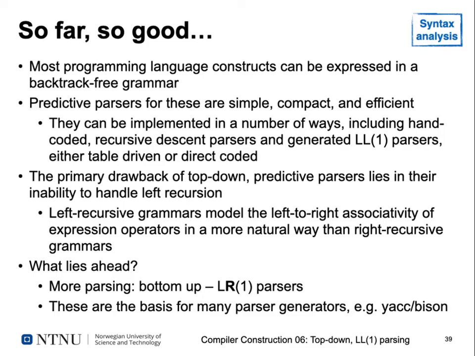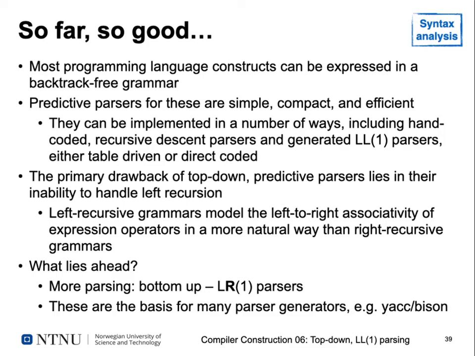The primary drawback of such a top-down predictive parser is that they cannot handle left recursions. So left recursive grammars, as we've seen, model the left-to-right associativity of expression operators more naturally than a right recursive grammar would do. So if we have an arithmetic expression 2 plus 3 plus 4 or whatever, then the associativity would be easier to parse if we would just use a left recursive grammar, but we can always rewrite them to something else that's no longer left recursive.